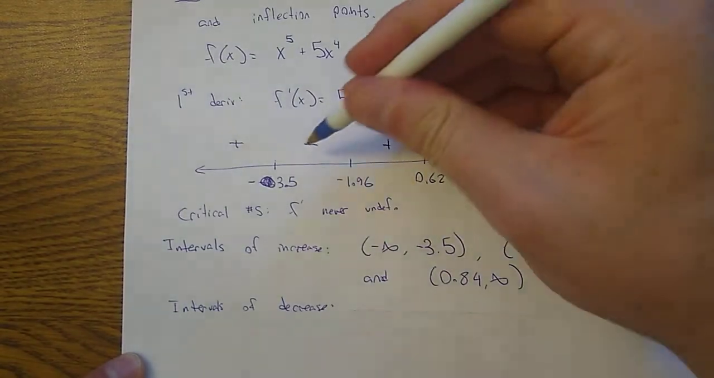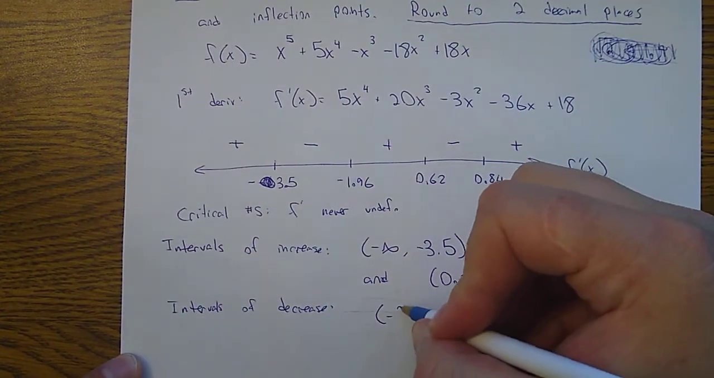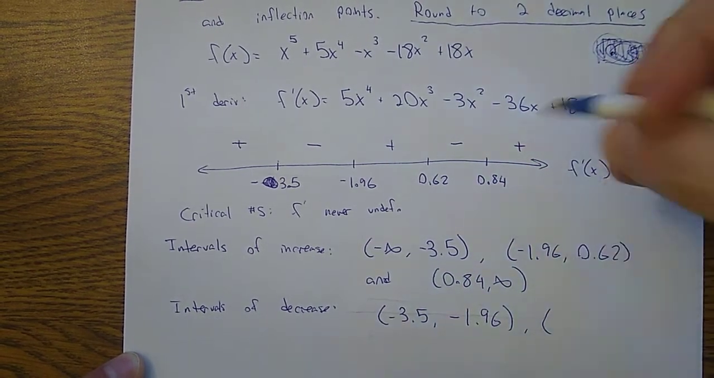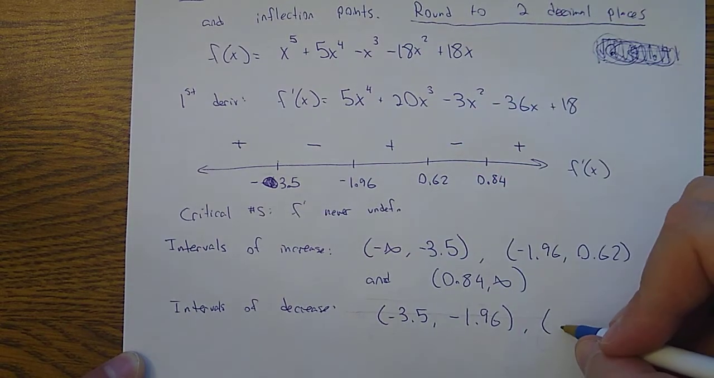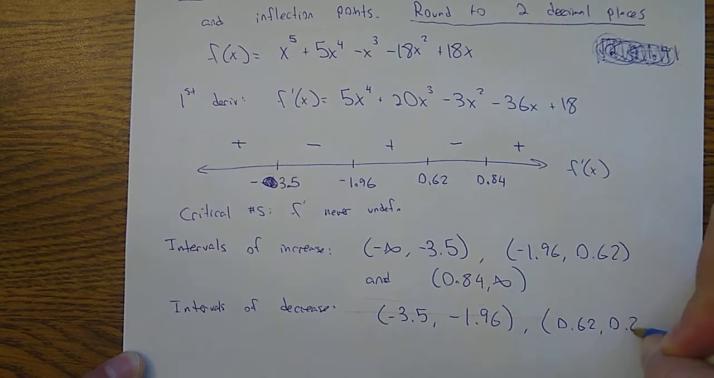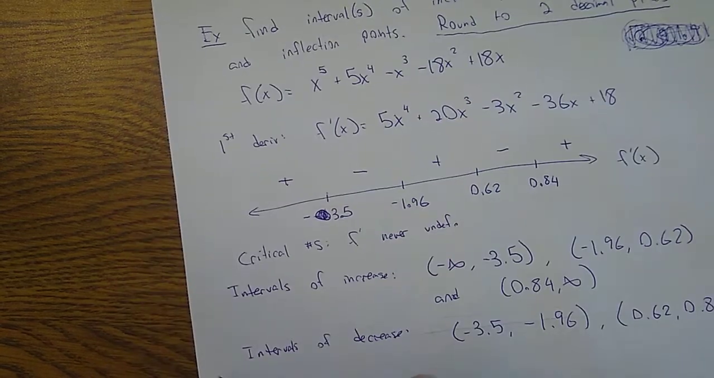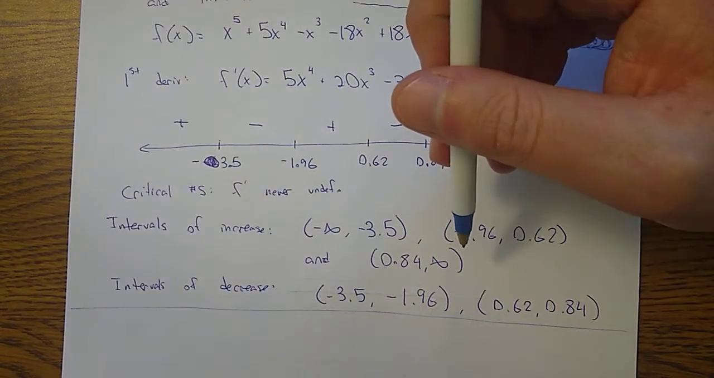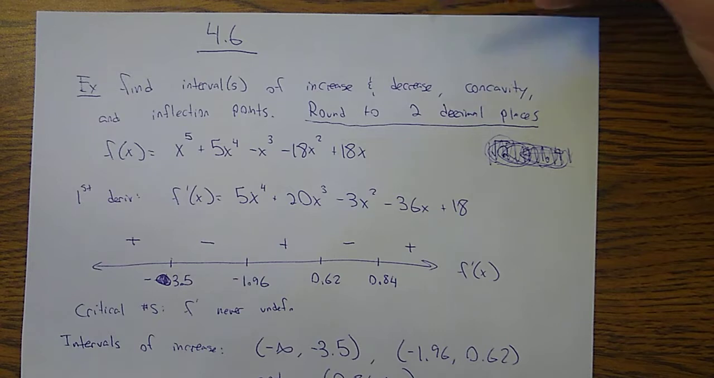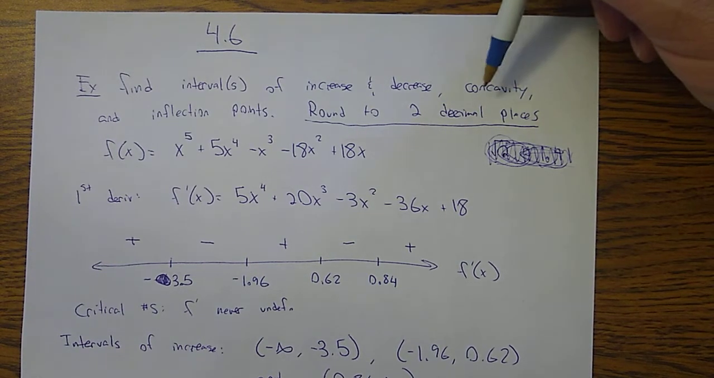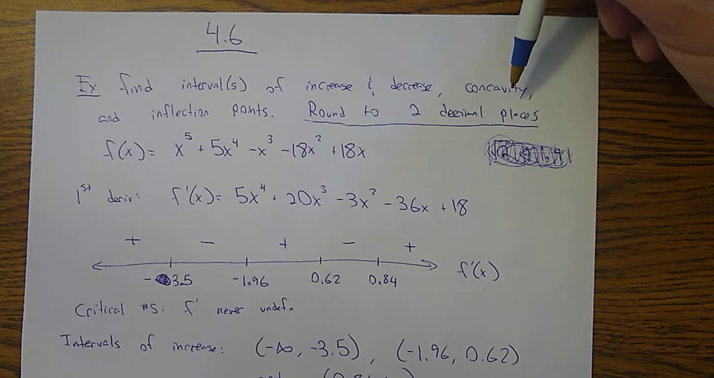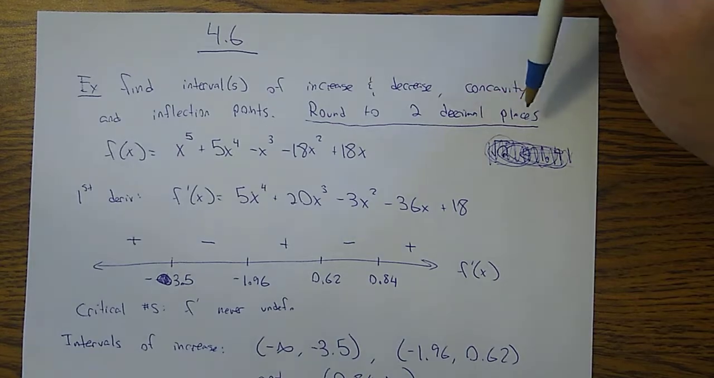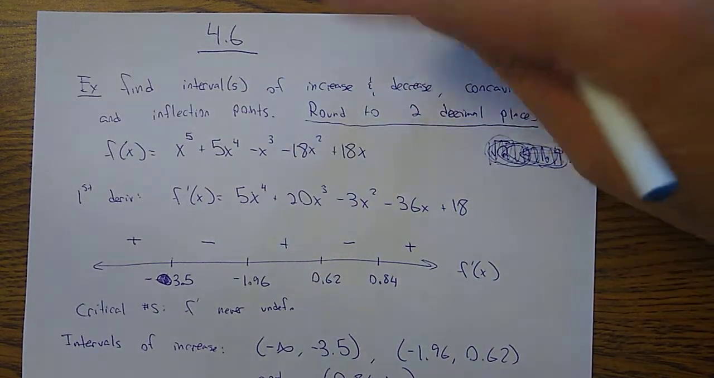Intervals of decrease, that's where I have a minus, so negative 3.5 to negative 1.96. Okay, so that's part of my answer right here. The rest of what I have to do is the same thing but for concavity. So this is going to be repeating the same steps with the second derivative, and then I need to identify any inflection points. But by the time I'm done with concavity, I'll basically be done with the inflection points.